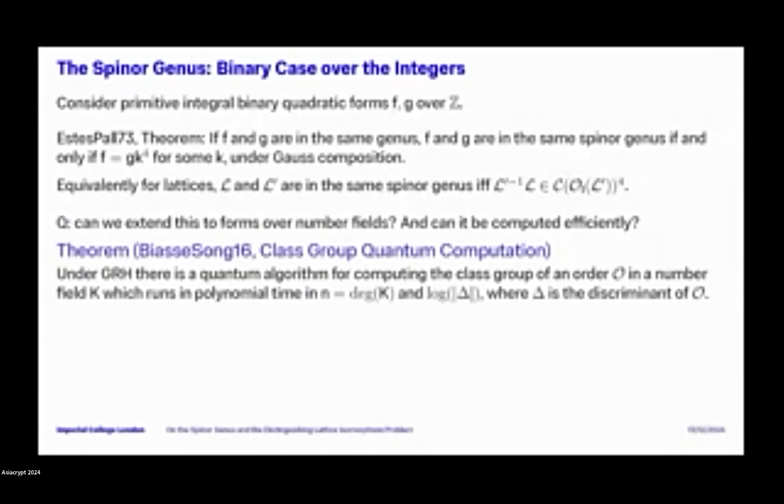by Biasse and Song, which says that under GRH, there is a quantum algorithm for computing the class group of an order in a number field, which runs in polynomial time in the degree and the log of the discriminant. So when the discriminant of the order is not too big, we get an efficient quantum algorithm to compute class groups. And we will use this as an underlying ingredient in our algorithm.